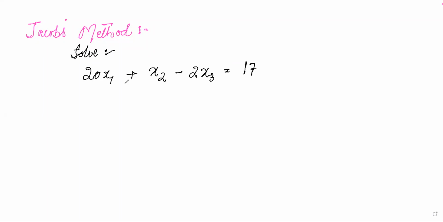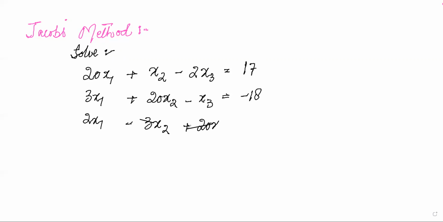You have three variables, so we need three equations, and all the three equations are given to us. 3x1 plus 20x2 minus x3 is equal to minus 18. And 2 times x1 minus 3 times x2 plus 20 times x3 is equal to 25. We are having three equations. This is a system of linear equations and we are asked to solve it.